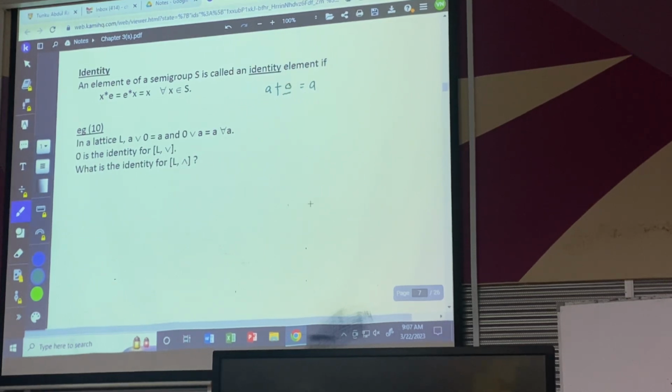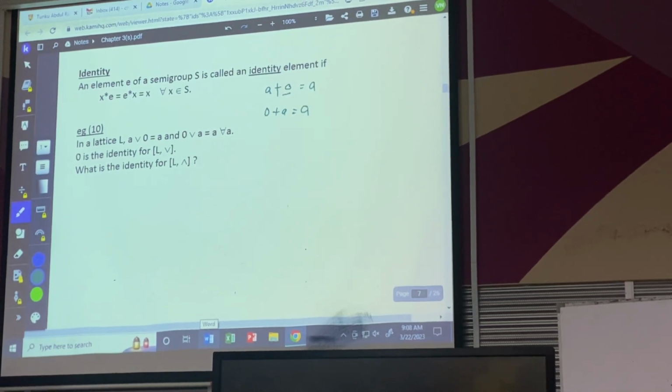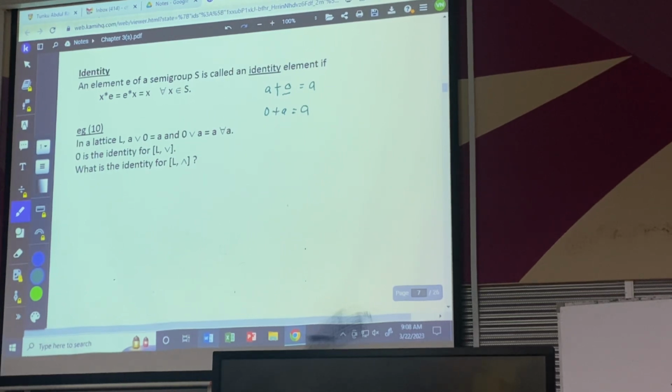Zero. And one more thing you need to know is, when you find the identity, every time we need to do both sides. Not only A plus zero equal to A, we need to determine that zero plus A also equal to A. Then only you can determine that the identity is zero. Both sides also need to do. Even though I know, look like this, of course you know that it is the same, right? But we need to show it also. Not every time, when you reverse it, you get the same identity.